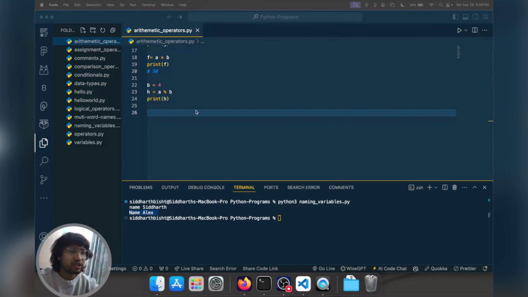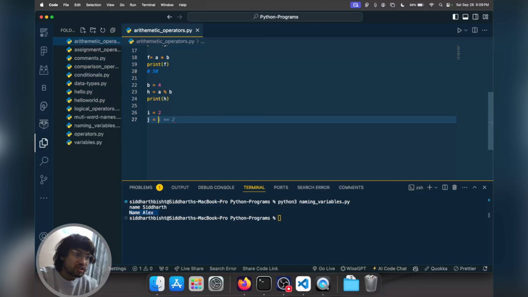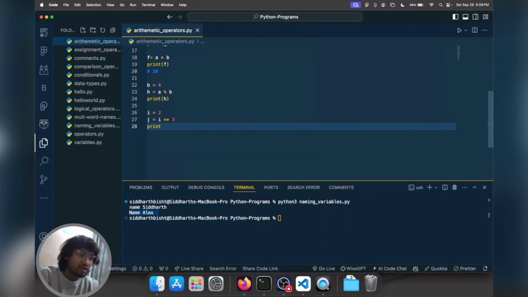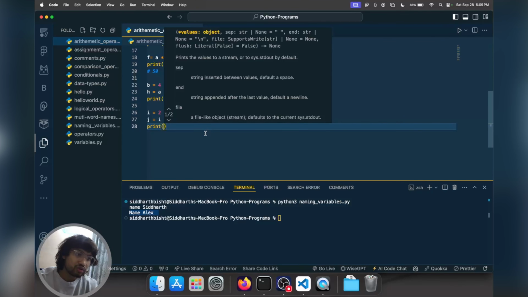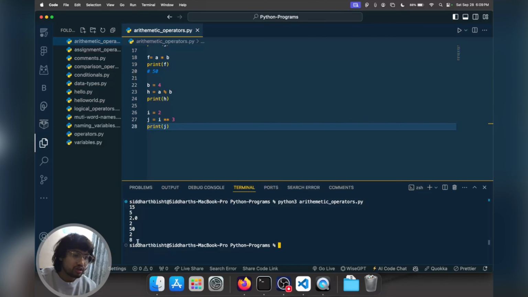The last arithmetic operator is the exponential operator, or we can say power. For that, I will write i is equal to, let's say, 2, and j is equal to i star star 3. This means i to the power of 3. If I print it, then 2 into 2 equals 4, into 2 equals 8, so it will print 8. If I run this with python3 arithmetic operators.py, the last one you can see is 8.